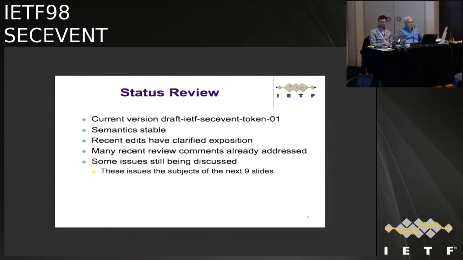So one slide of review. We're on the second working group draft. I believe that the semantics of the document are stable and have been unchanged for a number of months. Recent edits led by Phil have clarified the exposition of a number of the points in the draft. Many recent review comments have already been addressed in that process. Some issues are still being discussed, and the next slides will be one per issue on things that I, Phil, Marius, and others had culled from the list that seem to still be active discussions or worthy of calling out. Next slide, please.